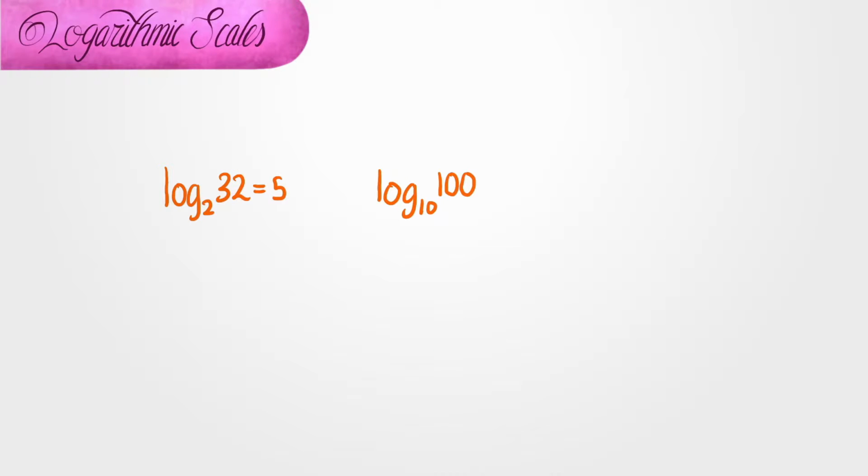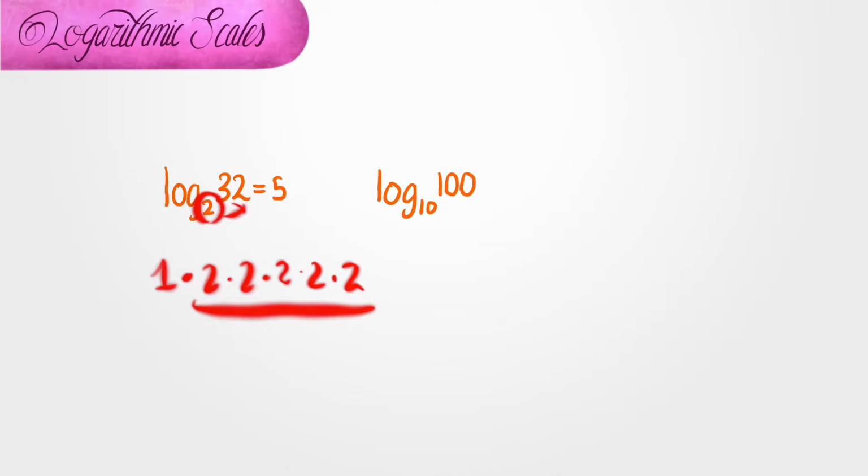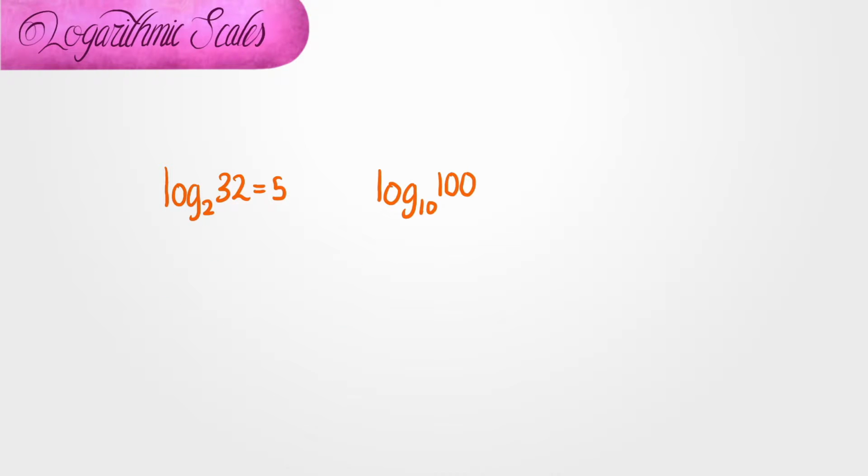Alternatively, you can also think of this as the number of times I need to multiply this 2 by the number 1 to get to the number 32. So if you started with the number 1, you can multiply 1, 2, 3, 4, 5 times, and that will give you the number 32. Similarly, the log base 10 of 100 is just going to be the number 2, because you can divide 100 by 10 two times. 100 divided by 10 is 10, and then divided by 10 again gives you the number 1. So that's 1, 2 divisions.